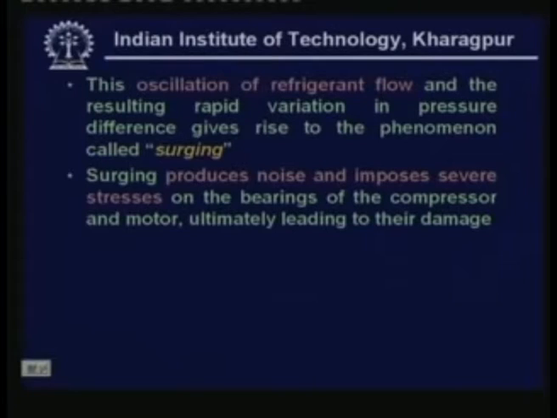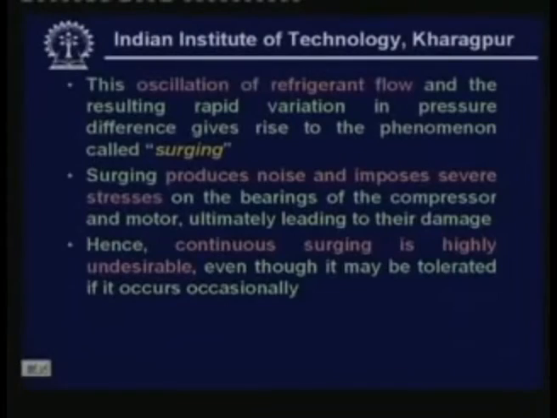Okay. So, because of surging you find that there is an oscillation of refrigerant flow from evaporator to condenser and then condenser to evaporator. So, there is a rapid oscillation and a rapid variation of pressures. Due to these rapid changes, very objectionable noise is produced. That is not the only effect. Since the pressure variation is very rapid, there will be severe stresses on the bearings of the motor and the compressor. Ultimately, if nothing is done, the motor and compressor get damaged. So, this is a very important problem which has to be taken care of in actual systems. Continuous surging is highly undesirable, even though it may be tolerated if it occurs occasionally.